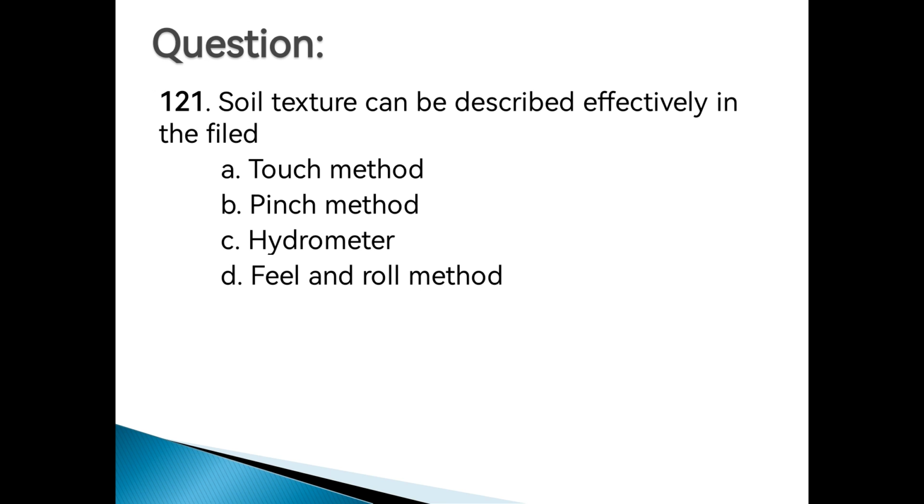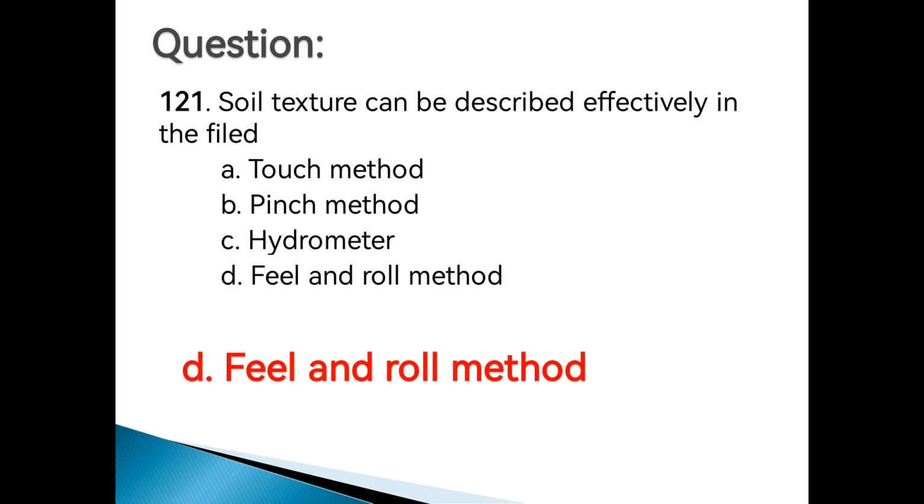121. Soil texture can be described effectively in the field by A. Touch method, B. Pinch method, C. Hydrometer, D. Feel and roll method. The correct answer is D. Feel and roll method.